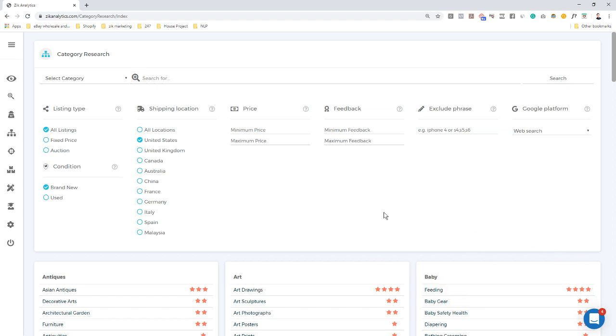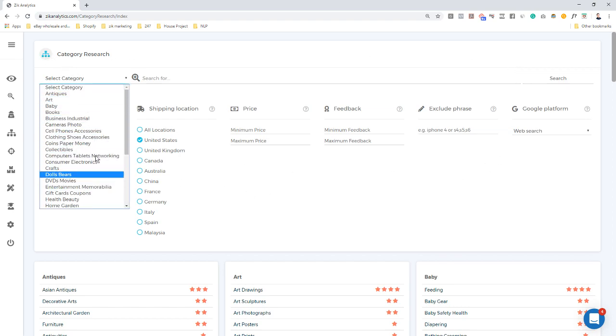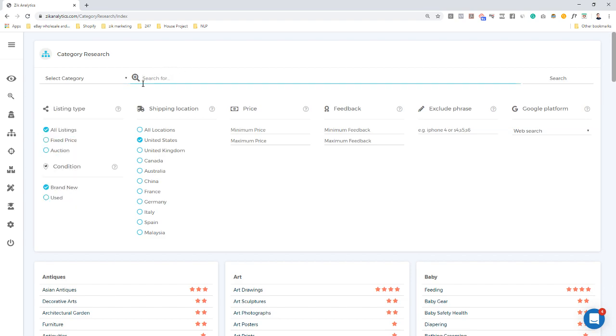Perfect. All right, so I'm here. We have the category research. We can either select a main category from here and just throw a keyword here. It will also work. Or we can use different filters like listing types, condition, the shipping location based on where you're selling, if you're selling on ebay.com or if you're dropshipping from China or so on, or if you're selling in UK or Australia. You can choose a category based on your shipping location, price, feedback, exclude phrases, and the Google platform, which is web searches and Google Shopping. I'll explain after we get to the results.